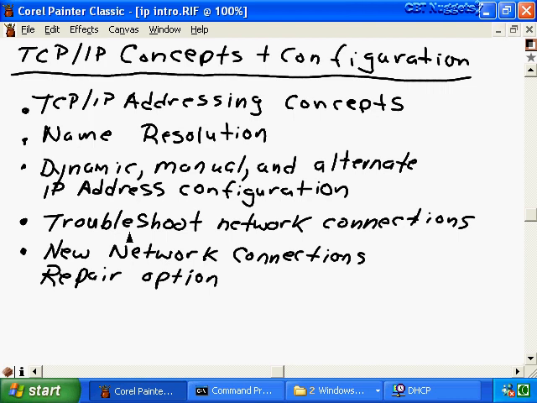And then we finished off by seeing how a lot of those ipconfig switches are all integrated right into a Repair button to give us a central location to perform a lot of network troubleshooting right from the click of a button.